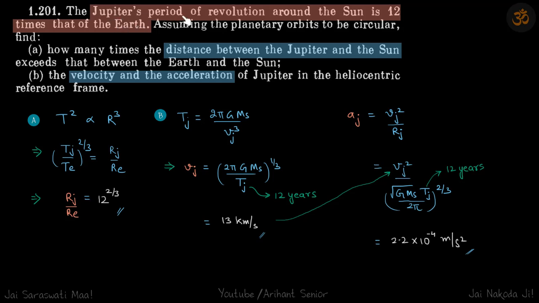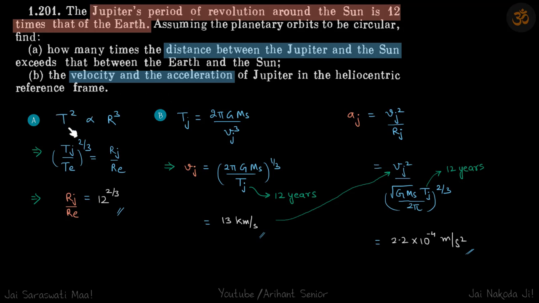Here, Jupiter's period of revolution is given as 12 times that of Earth, which is 12 years. We need to find the distance between Jupiter and Sun. So we need to find r, and here we need to find velocity and acceleration of Jupiter. So you can see the previous problem, we have some formulas which we are going to use directly for this, which gives the basic relation between time period, the radius of the orbit, and velocities.